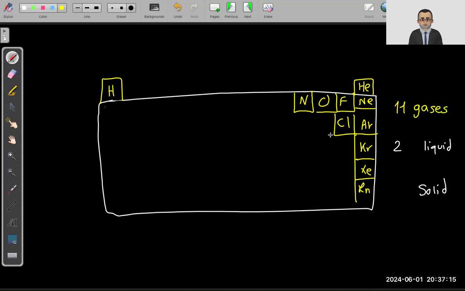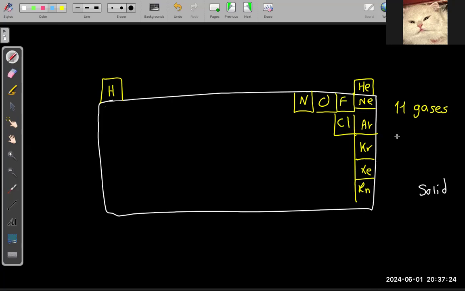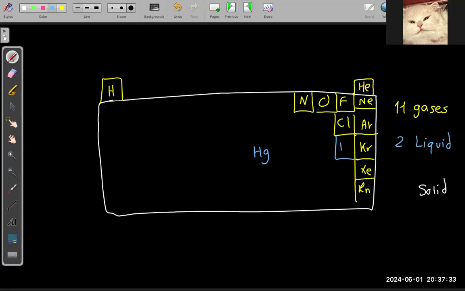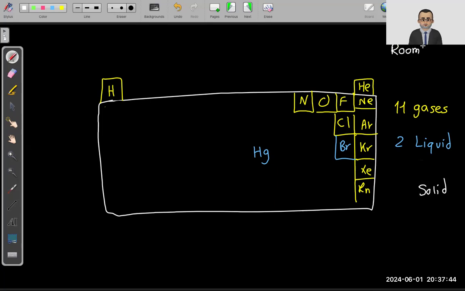But what about the liquids? There are only two elements which are liquids in the periodic table. What are they? Mercury, I think. Yes, good. So one of them is mercury, and the other one is bromine. The rest, all the other elements, will be solid at room temperature.